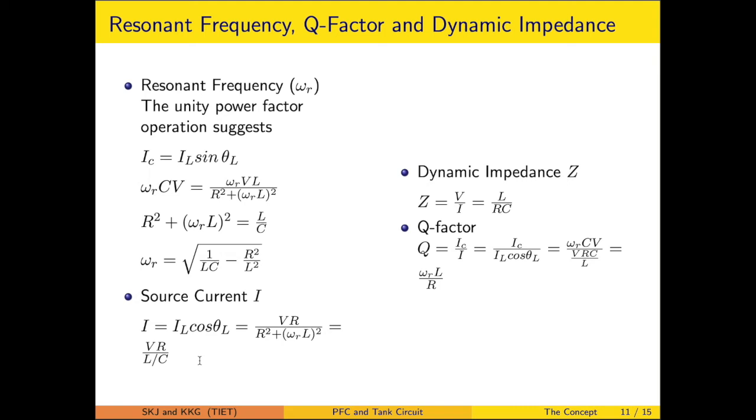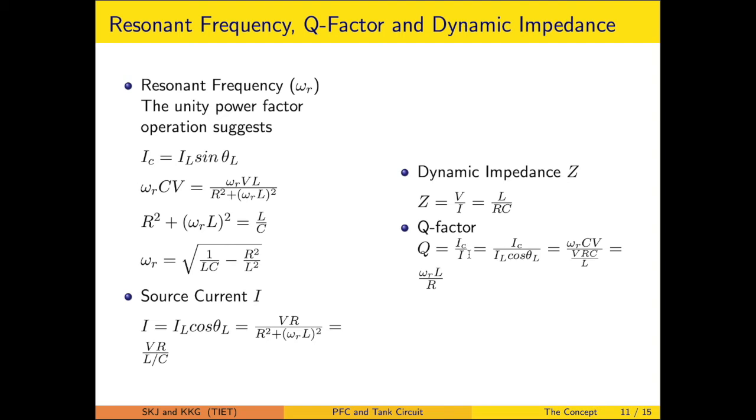So purely when we are seeing this, what is the net impedance seen by the source? The net impedance seen by the source will be the voltage upon current, and that voltage upon current expression is giving us the value of the dynamic impedance, which is L upon RC. So please be mindful, the name here is the dynamic impedance, because this is not directly connected across the supply terminal, but it is experienced by the source under the resonance condition.